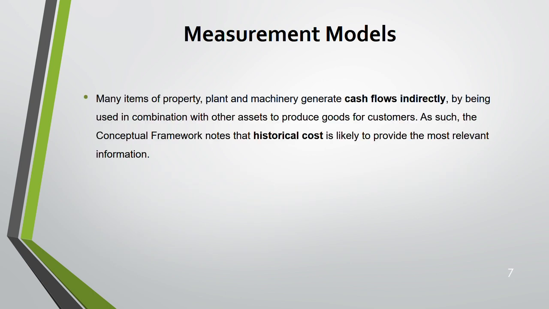Now, let me explain this through an example. The two characteristics. Number one, let's say there are many property, plant and equipment which generate cash flow indirectly. Indirectly means they are used in combination with some other asset. So according to the conceptual framework, you can use historical cost for this kind of asset. It's more relevant in this case. Why? Because it is not very direct, you are generating cash flow indirectly. Use historical cost. It does not matter.